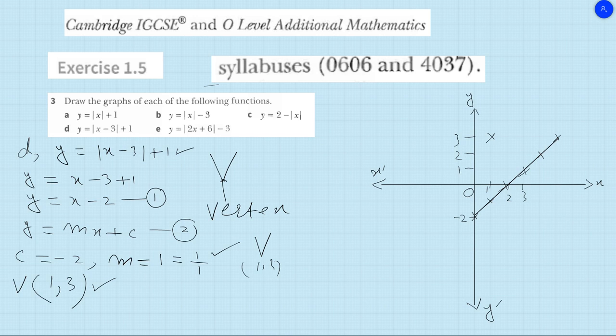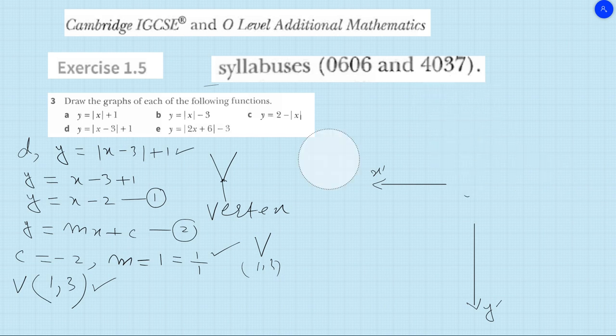Kindly wait. I want to rub this one. Why am I rubbing this? Please wait. Or should I rub the whole thing? Because for a V-shaped graph, we must need the vertex point.